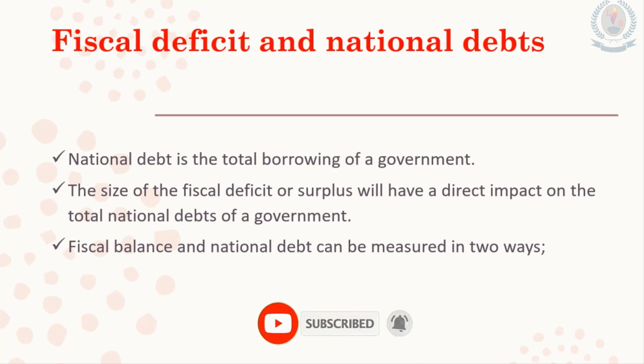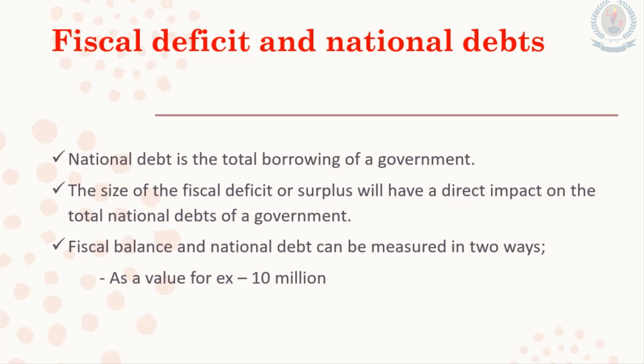Fiscal balance and the national debt can be measured in two ways. One is as a value, for example, 10 million, 20 million. Likewise, we can measure it in terms of a value, or else as a percentage of GDP. We could say the national debt of the country is 10% of GDP.